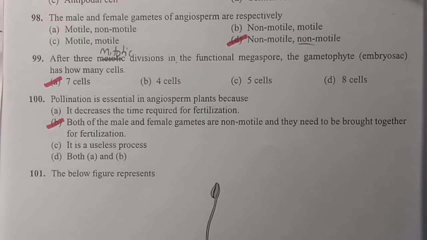Next, pollination is essential in angiosperm plants because option A, it decreases the time required for fertilization, option B, both male and female gametes are non-motile and they need to be brought together for fertilization, or option C, it is a useless process, or both A and B. So here option B is correct because pollination is very essential in angiosperms as both male and female gametes are completely non-motile and they need to be brought together for fertilization.